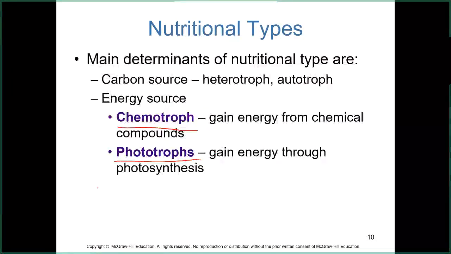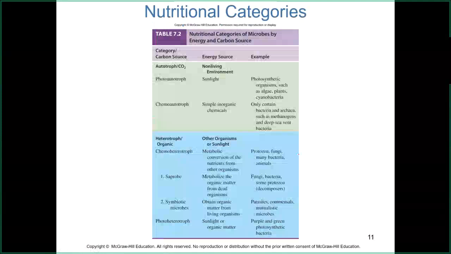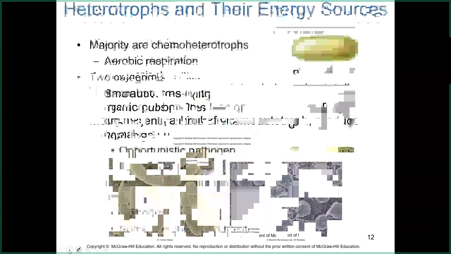And we talked about how you can put those terms, chemo versus phototrophs and hetero versus autotrophs, together in different combinations and come up with these more specific nutritional types like photoautotrophs and chemoautotrophs and chemoheterotrophs and photoheterotrophs. All of the organisms on the planet basically fall into one of those four categories. And each organism you look at is going to be categorizable into one of them. All right. So we went through that.